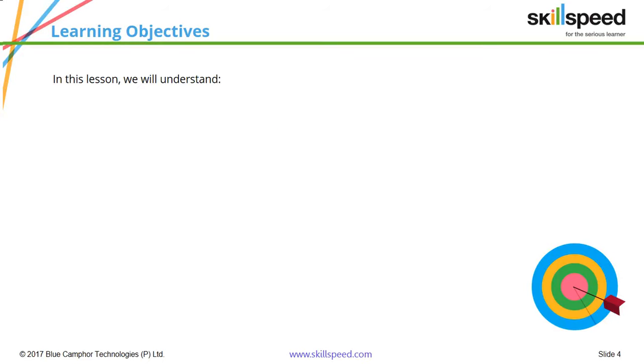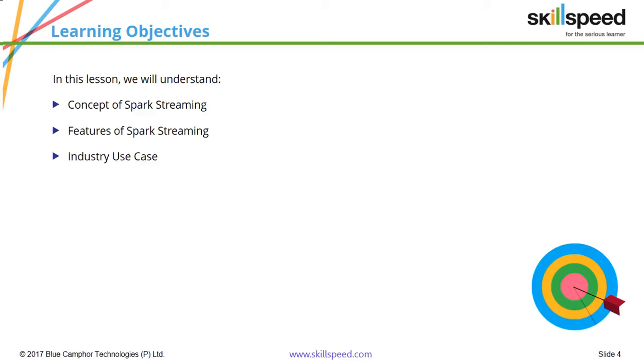So the objectives for this lesson are to understand the concept of Spark Streaming and what its features are, some of the use cases in the industry, how a streaming system is designed, and what are some of the common challenges in designing a streaming architecture.